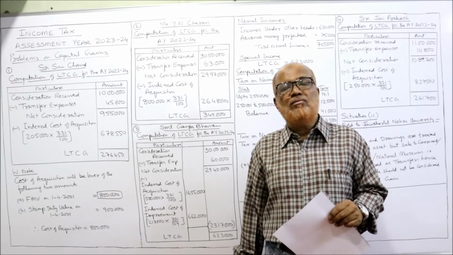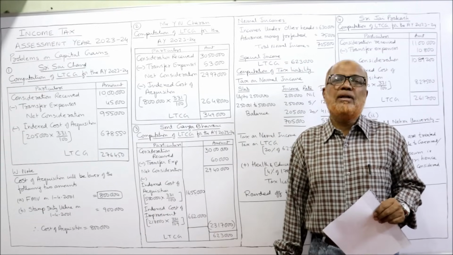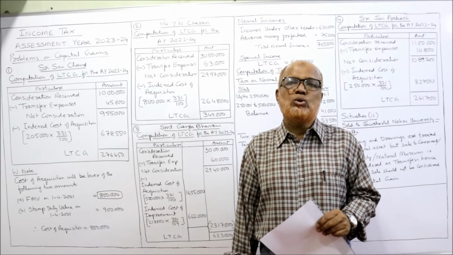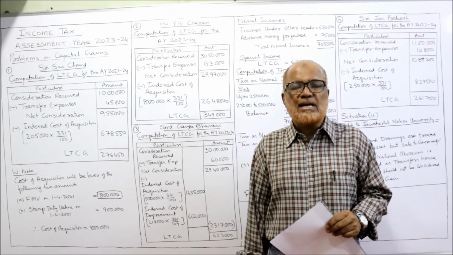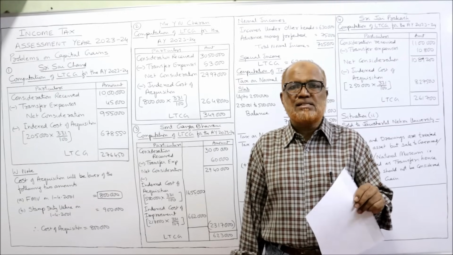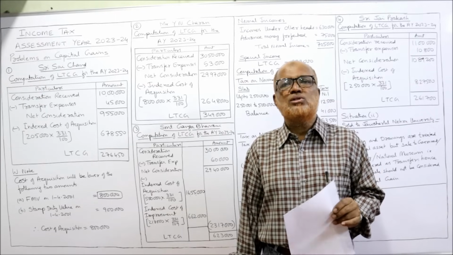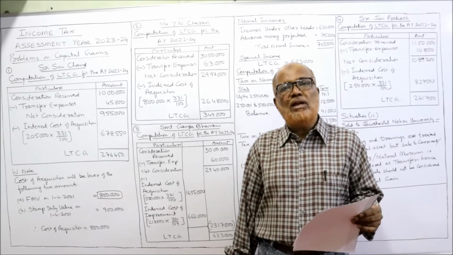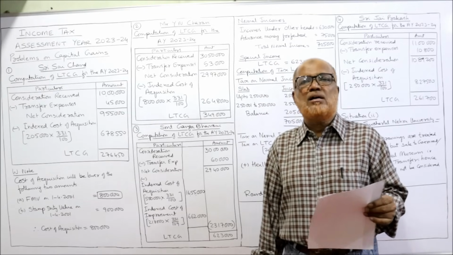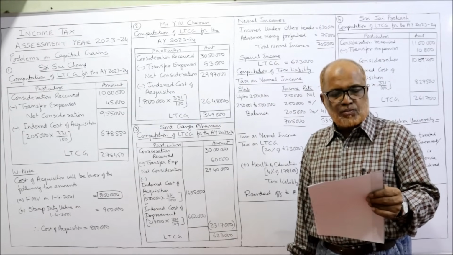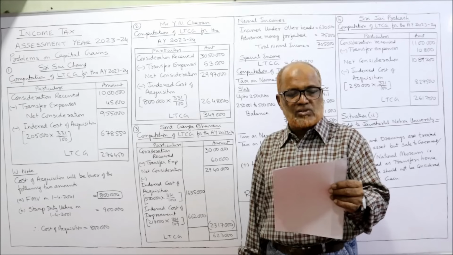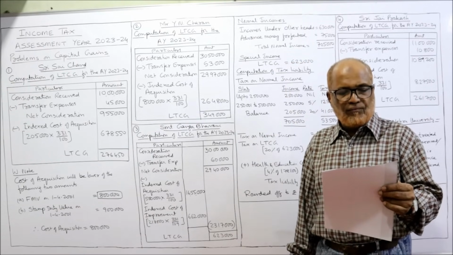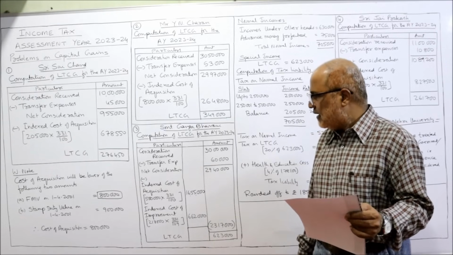One more new point is given. Whenever stamp duty value and FMV are given, you have to consider the least of the two. Fair market value or stamp duty value, whichever is less, that will be taken as the cost of acquisition. So here fair market value 8 lakh, stamp duty value 9 lakh, whichever is less, 8 lakh is the cost of acquisition. If selling expenses are 53,000, compute the income from capital gain and tax liability if income from other head is nil.